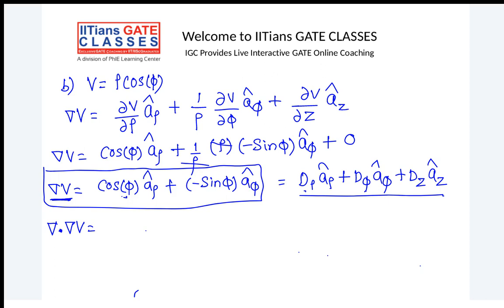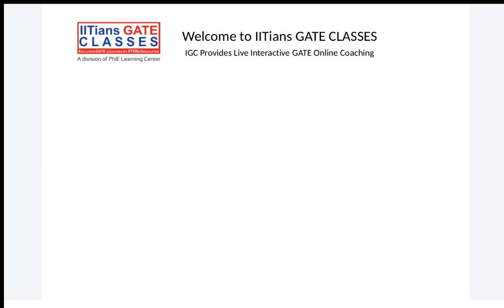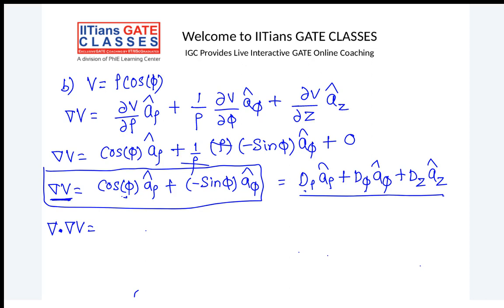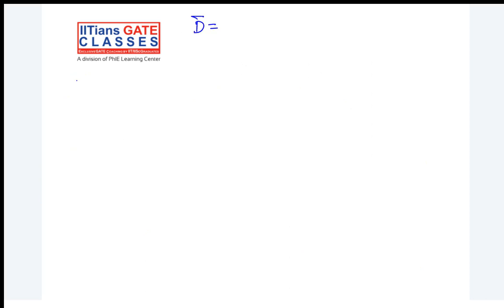So write down the generalized equation for divergence in the case of cylindrical. I can consider a vector something like this, whatever answer you got in the previous slide: cos phi a rho cap plus minus sin phi a phi cap. So this is the vector you got, and for that you need to find the divergence, right?